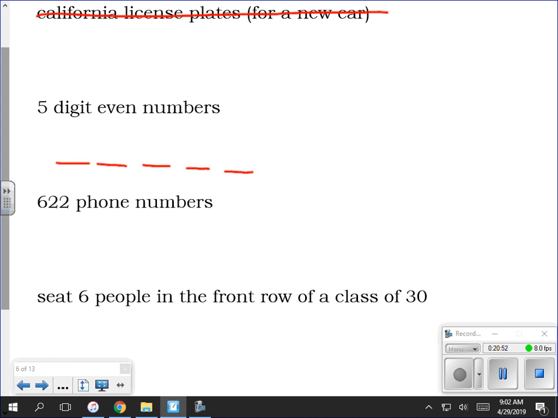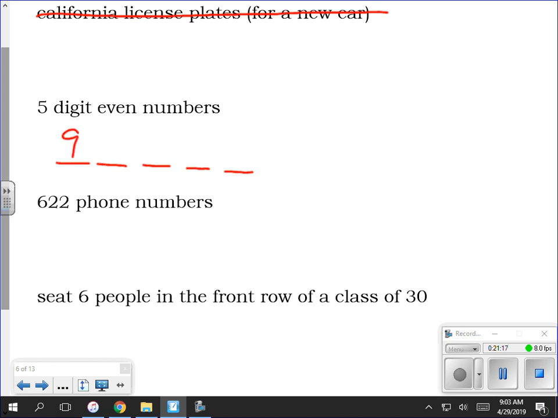Why only 9? I can't have 0, because if I start with 0, it's no longer a 5-digit number. If you put 0 in the front, the 0 doesn't count. So you can only have 1 through 9 in the first one, so you have 9 choices.